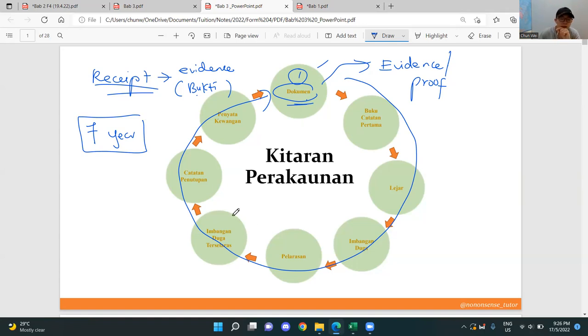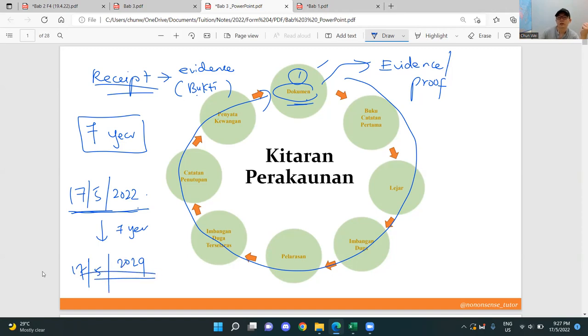Meaning, let's say today is 17 May 2022. Maybe I draw, let's say I draw buku. I have a business registered under SME. So I draw buku punya. After I draw the buku, I will get money, and then I will have all the receipts, all the documents. So the date will be the 17th of May, 2022. Now, this same document, I will have to keep for 7 years. Meaning, when can I throw it away? That is 17 May 2029. This is the day that I can burn all the documents. I can throw them away.